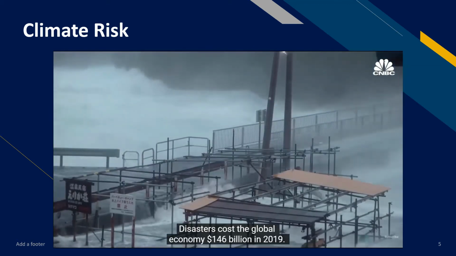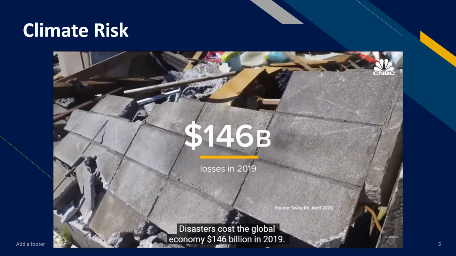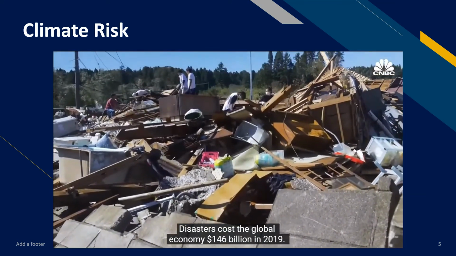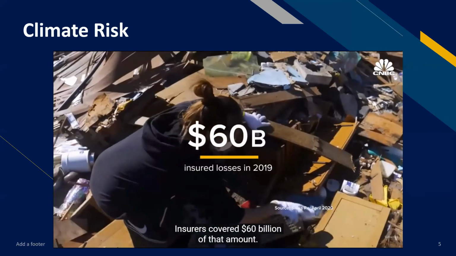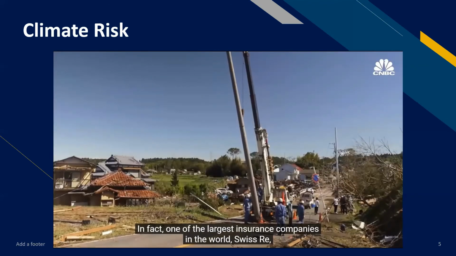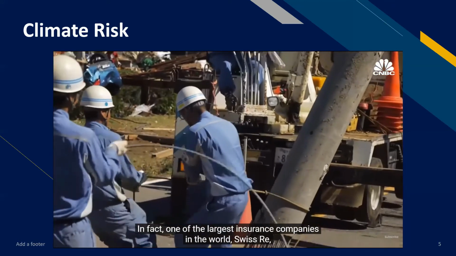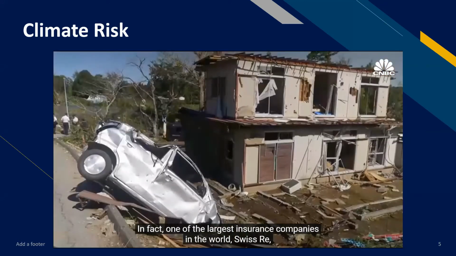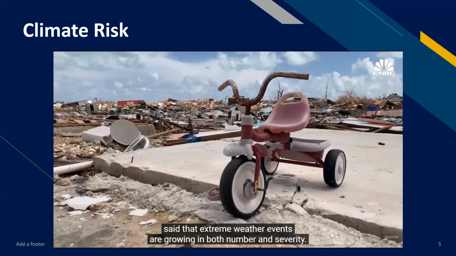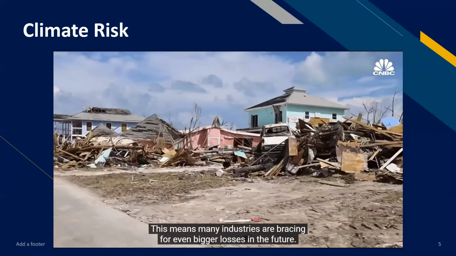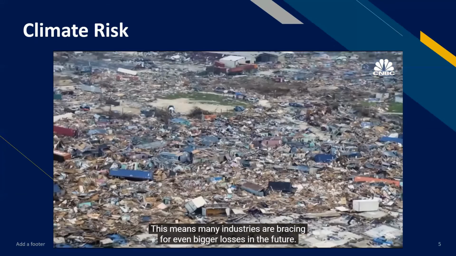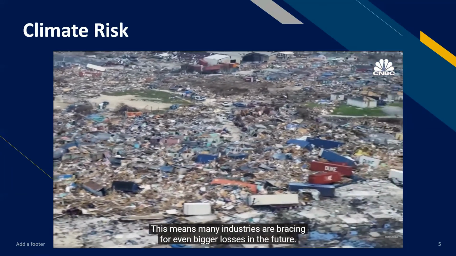Disasters cost the global economy $146 billion in 2019. Insurers covered $60 billion of that amount. In fact, one of the largest insurance companies in the world, Swiss Re, said that extreme weather events are growing in both number and severity. This means many industries are bracing for even bigger losses in the future.